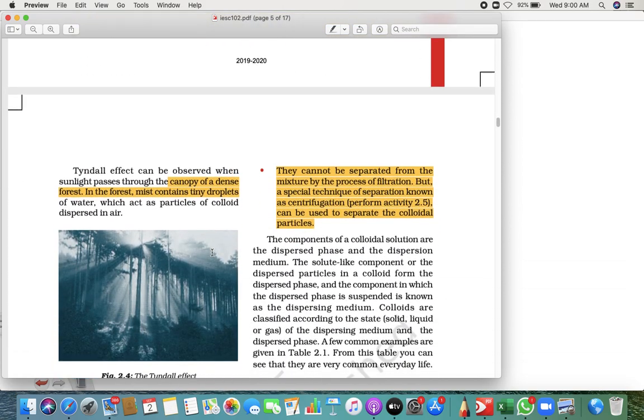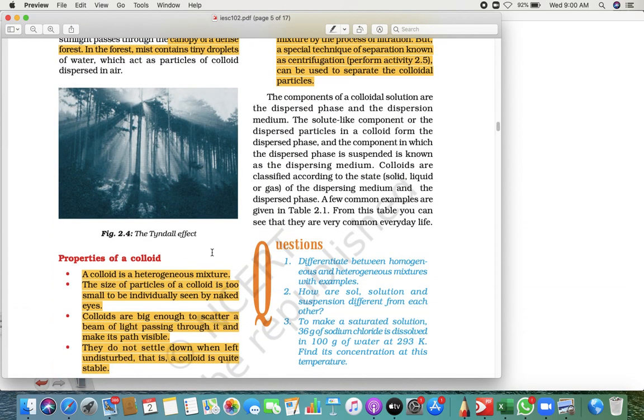Now, what is next is the components. From here we have left. So, see the components of the colloidal solution. Basically we are talking about a colloidal solution, right? Colloidal, I already told you how to make a colloidal solution.